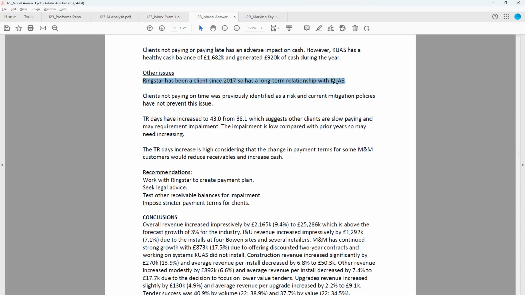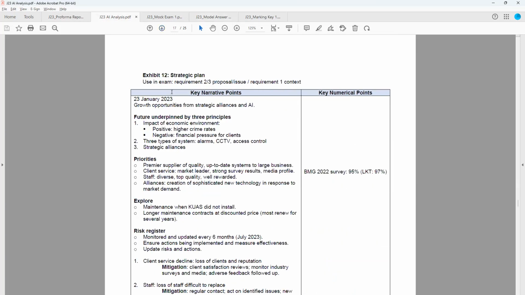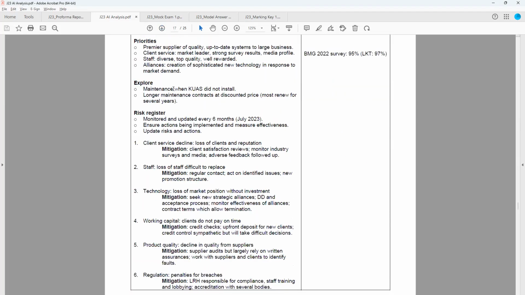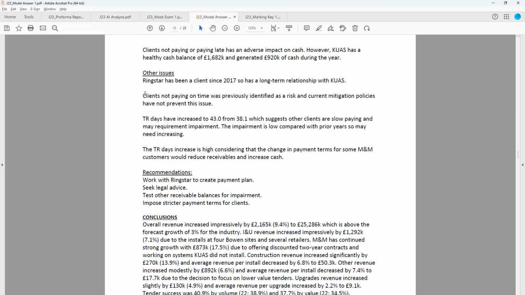So as we'll see more of in requirement 2 and 3, it's useful to mention what we know about the parties who are involved here, and of course how it might link back to the risks and strategies in Exhibit 12. And of course, we know that there's a key risk around clients not paying on time. So we could bring that in. Clients not paying on time was a previously identified risk, and current mitigation policies have not prevented this issue.